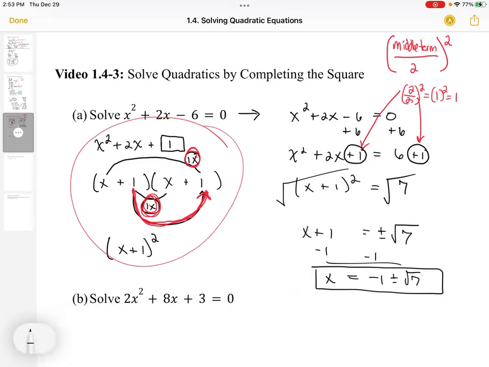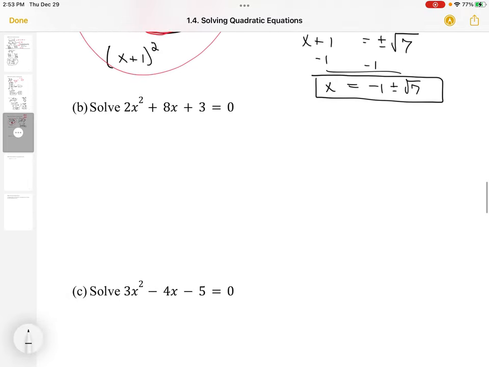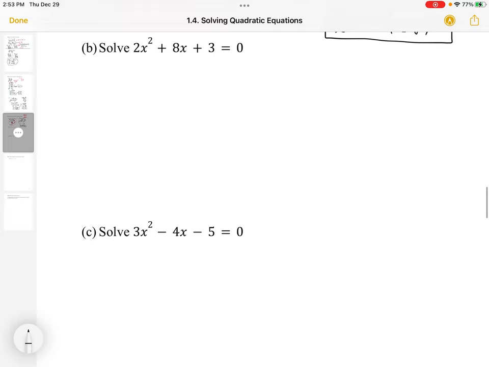So let's see if we can do that in the next problem. Okay, we have B: 2x squared plus 8x plus 3. Now, I'm going to start off by subtracting 3 on both sides.